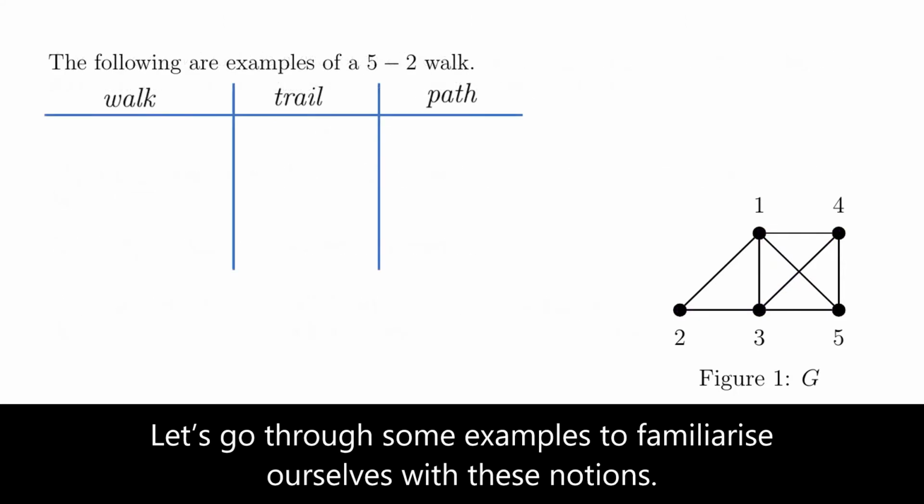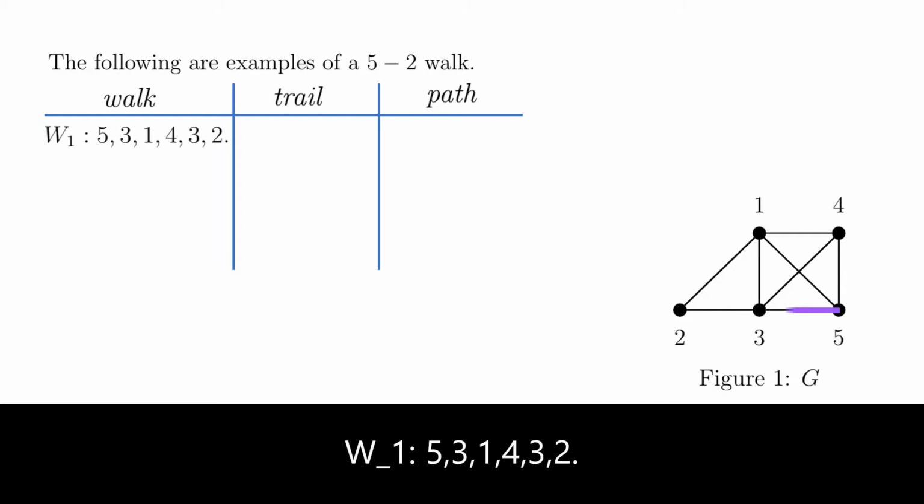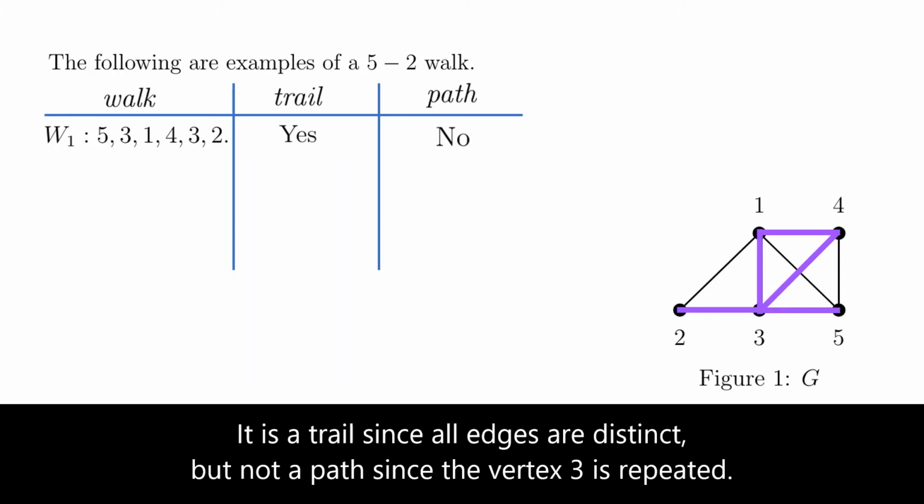Let's go through some examples to familiarize ourselves with these notions. The following are examples of a 5-2 walk. We shall determine which of them are trails or paths. W1, 5, 3, 1, 4, 3, 2 is a trail since all edges are distinct, but not a path since the vertex 3 is repeated.